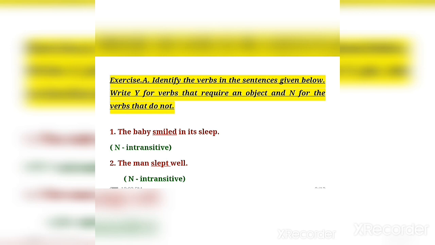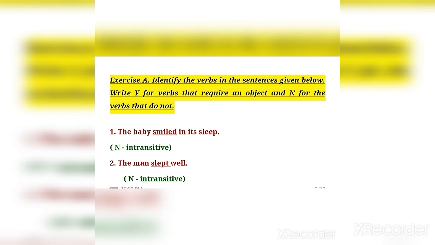Now let us move to exercise A and try to solve it. Exercise A says: identify the verbs in the sentences given below. Write Y for verbs that require an object, and N for verbs that do not. First says: the baby smiled in its sleep. I have given all the answers here in this exercise. So the verb is smiled, that is already underlined, and it is an intransitive verb.